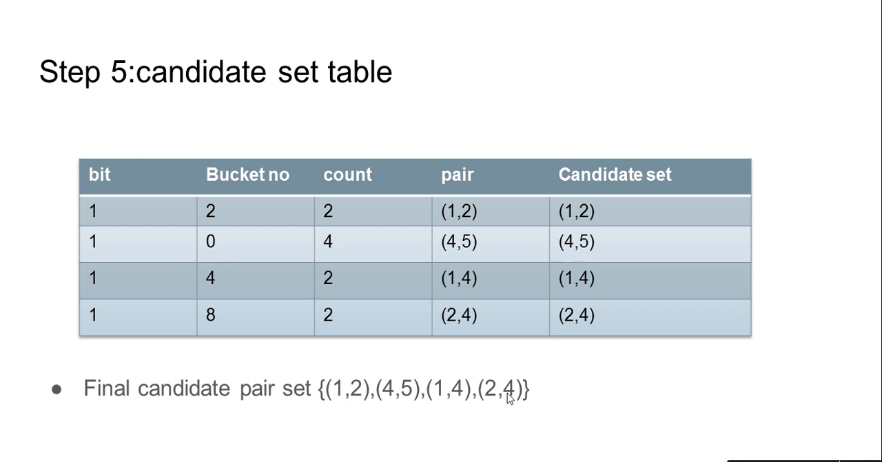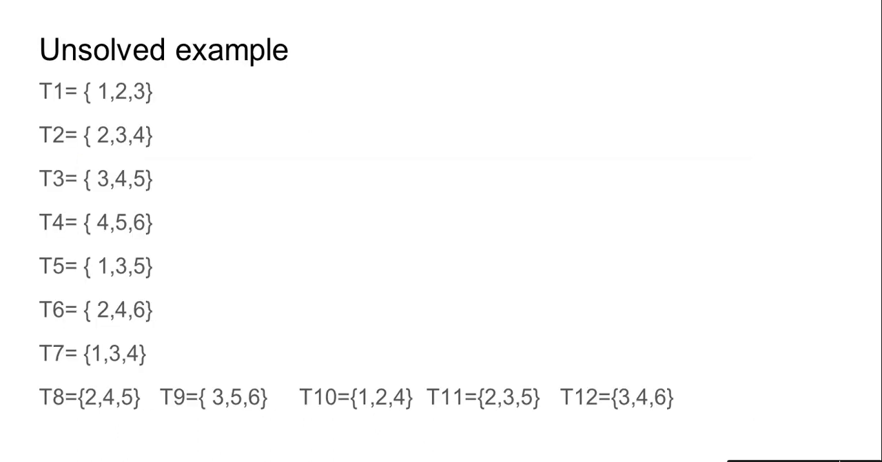Okay, if you have any doubt you can ask me, you can comment. One more unsolved example is given over here. We will also be solving this example in a coming video. In this we have taken 12 transactions, as you can see, from T1 to T12. But please understand, there are only 6 items: 1, 2, 3, 4, 5 and 6. So step by step try to solve this particular example.